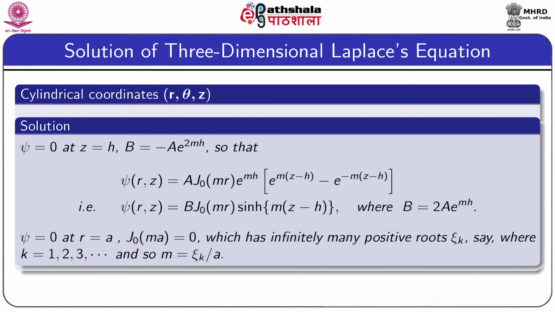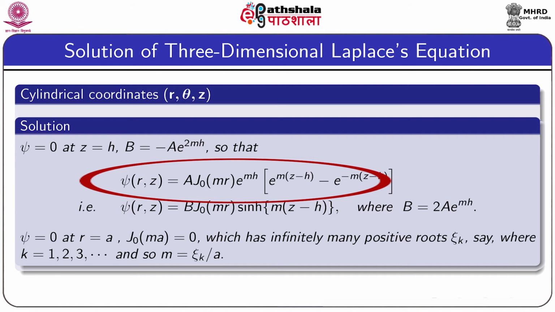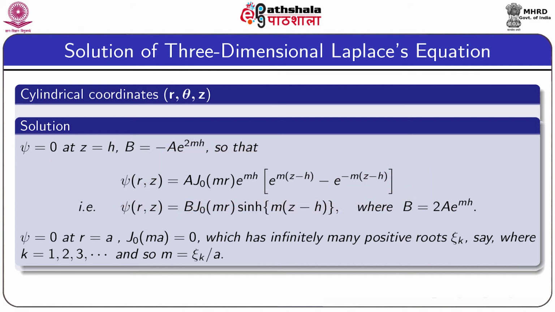So, substituting the value of B in the solution ψ(r,z), we get A J0(mr) e^(mh) [e^(m(z-h)) - e^(-m(z-h))], or it can be written in the form ψ = B J0(mr) sinh(m(z-h)), where B = 2A e^(mh).